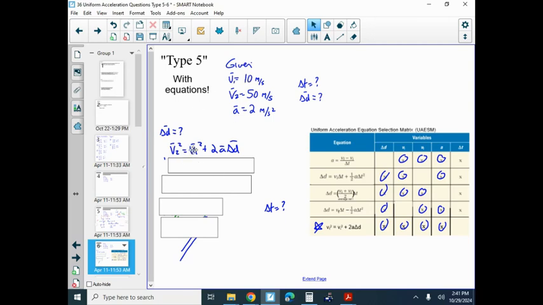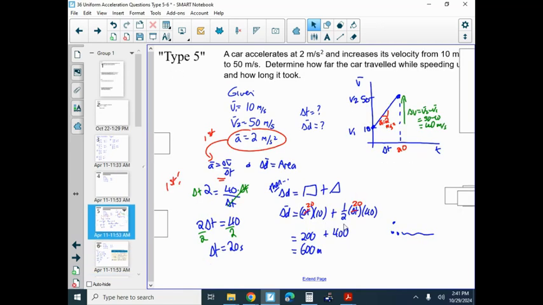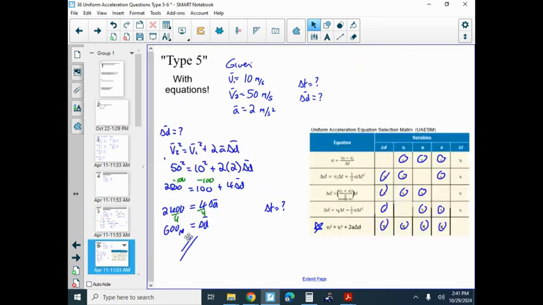So the 10 is going to go in and get squared. The 50 is going to go in here and get squared twice times the 2, and then the unknown delta D, right? So squaring stuff, subtracting from both sides to solve, dividing both sides by 4, boom, you get your displacement 600 meters. Hey, look at that, same number. Imagine that, right?